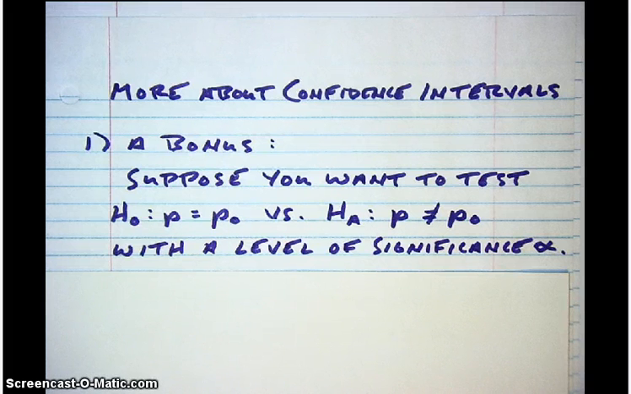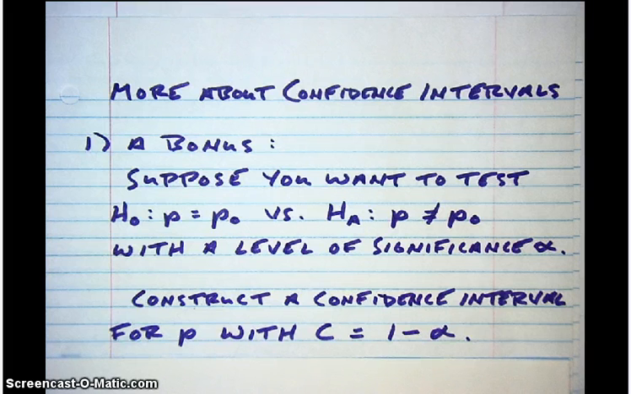Suppose you want to test the null hypothesis that p is equal to p naught versus the alternative that p is not equal to p naught with a level of significance equal to alpha. This is a two-sided alternative, and you can use a confidence interval directly to make a decision in this case. First construct the confidence interval for p with confidence level equal to 1 minus alpha. So if you want to use a significance level of 0.05 or 5%, your confidence level will be 95%. And if you want alpha to be 1%, then your confidence level would have to be 99%.